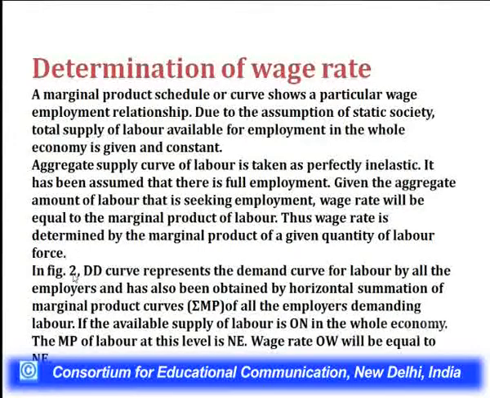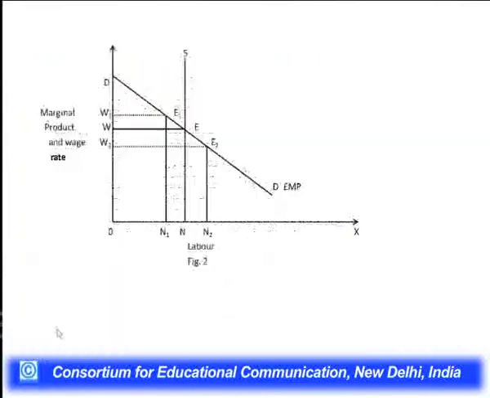This has been shown in figure 2. DD curve represents the demand curve for labor by all the employers or by all the firms, and has been obtained by the horizontal summation of marginal product curves of all the employers demanding labor. If the available supply of labor is ON in the whole economy, then marginal productivity of labor at this level is NE and wage rate OW will be equal to NE.